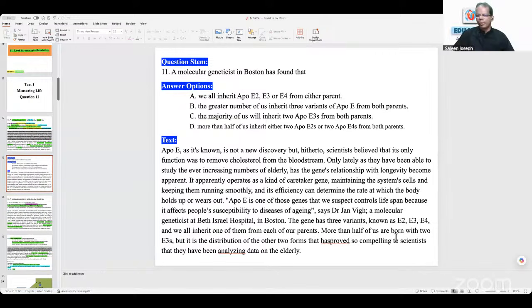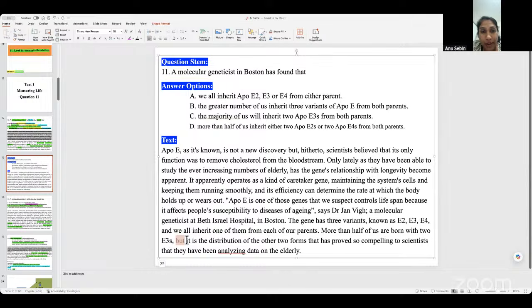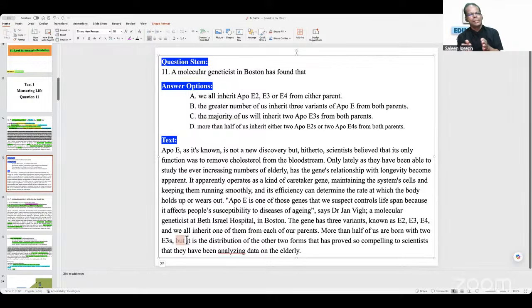More than half of us are born with two E's, but it is the distribution of the other two forms that has proved so compelling to scientists that they have been analyzing data on the elderly. More than half of us are born with two E3s. This is not a complex sentence. This is a conjunction, so two sentences are connected. This is a compound sentence. When two sentences are connected and both are independent clauses, both having meaning in themselves, they are called compound sentences.